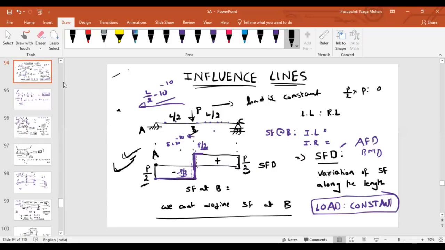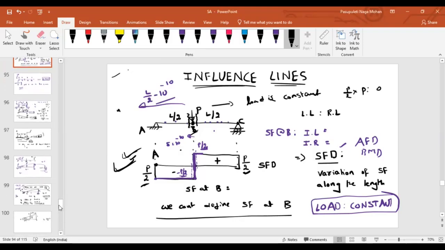In this case, as I told you, can we define the shear force at point B? Am I audible, guys? Yeah. Can we define the shear force at point B in this case? We cannot, right? So wherever the load is acting, at that point we cannot define the shear force. What should we do? We have to imagine just to the right of that point, and just to the left.